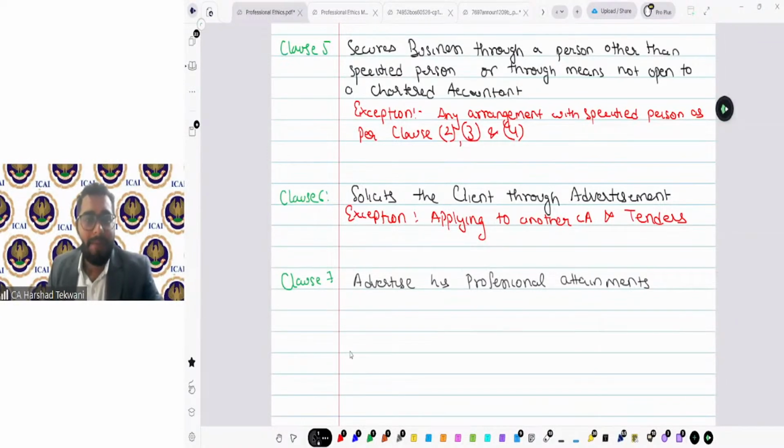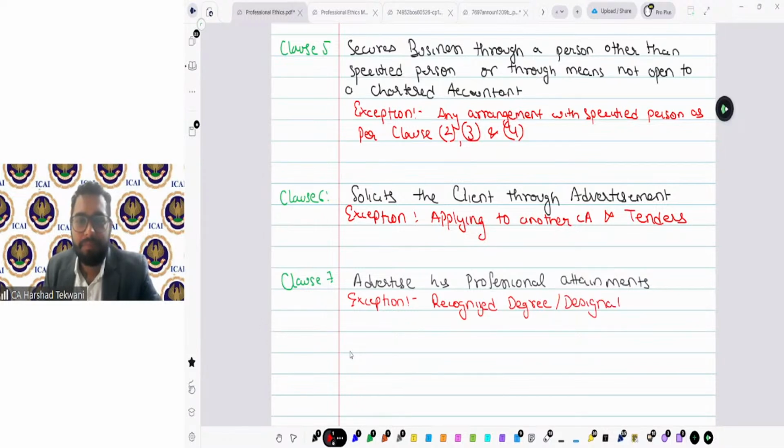Exceptions are again there, which we will discuss in detail when we discuss the clause in detail. As of now, the exception is a recognized degree. A recognized degree could be recognized by the central government, degrees or designations. If these are recognized degrees or designations, or where the institute or the council has permitted them by MOU or MRA, in that case that is fine.